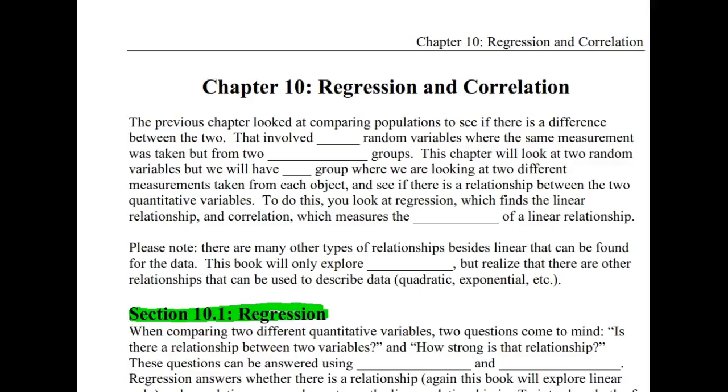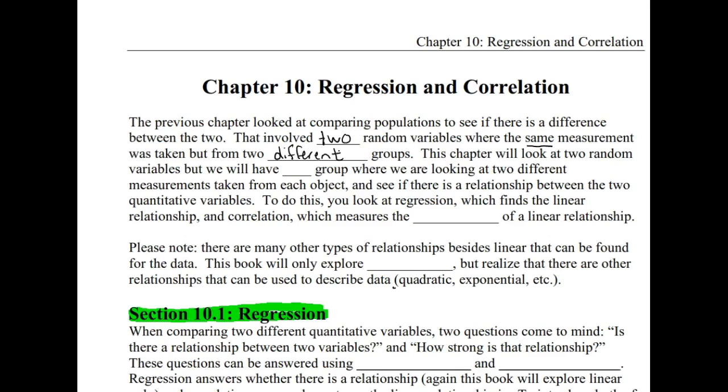Chapter 10, Regression and Correlation. So the previous chapter looked at comparing populations to see if there was a difference between the two. That involved two random variables where the same measurement was taken from two different groups. So we had our 2-prop z-test, our 2-sample t-test, and our paired t-test in the last unit.